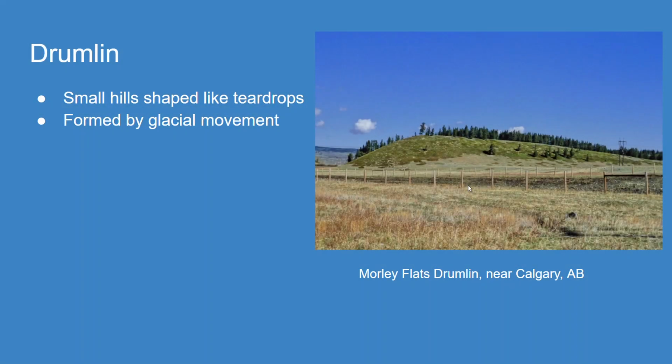So drumlins are small hills shaped like teardrops, and they are formed by glacial movement. So here's an example of the Morley Flats drumlin near Calgary, where I used to drive a lot through this to get to the Rocky Mountains.